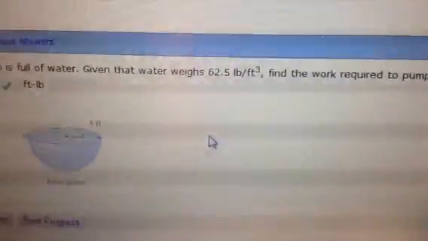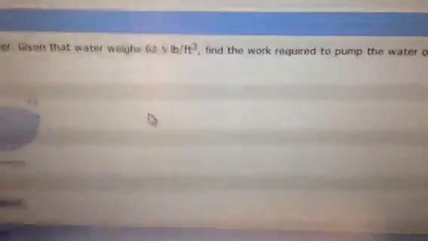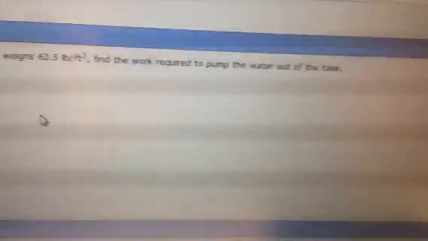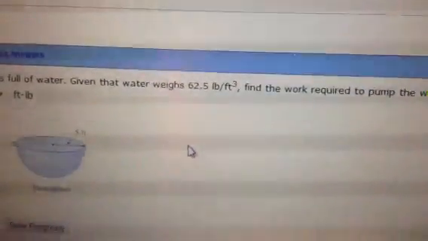Okay, tank of water, there's the tank. It is a hemisphere with a radius of 5 feet. There it gives you the density of the water. That's important, 62.5. Remember that. Memorize it.